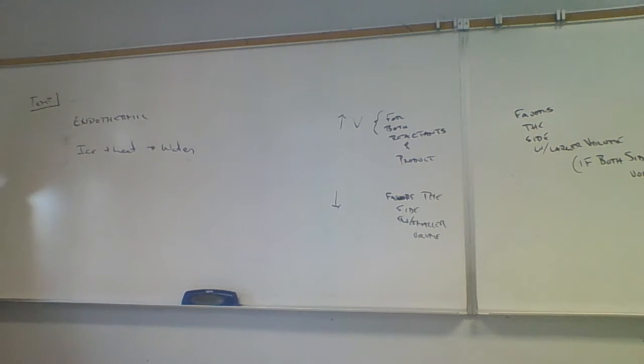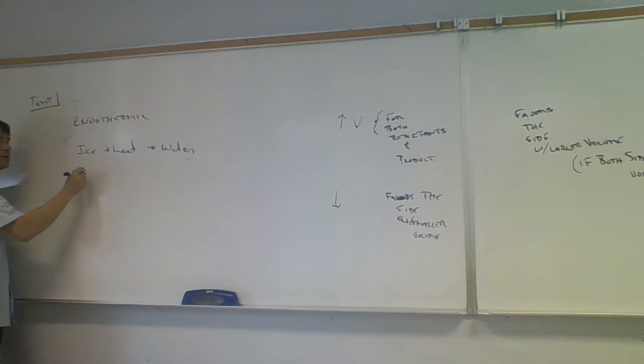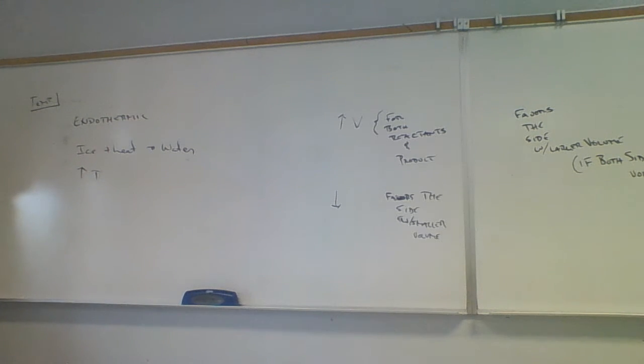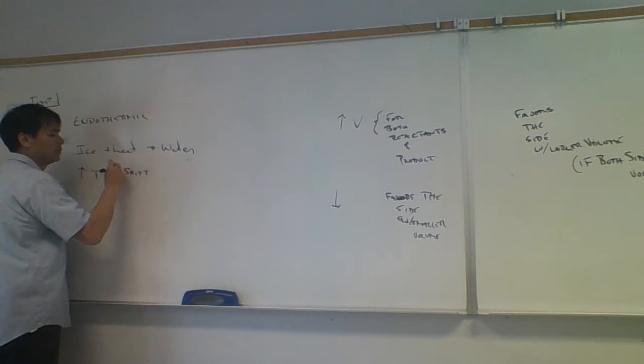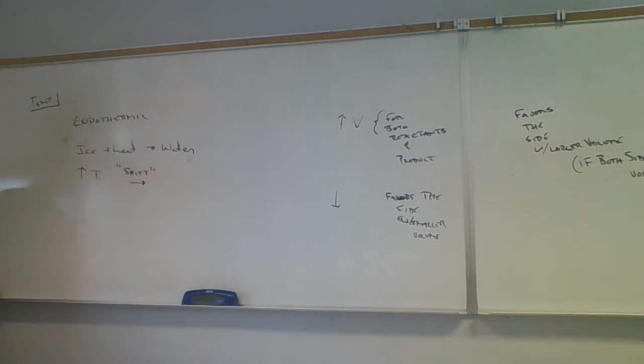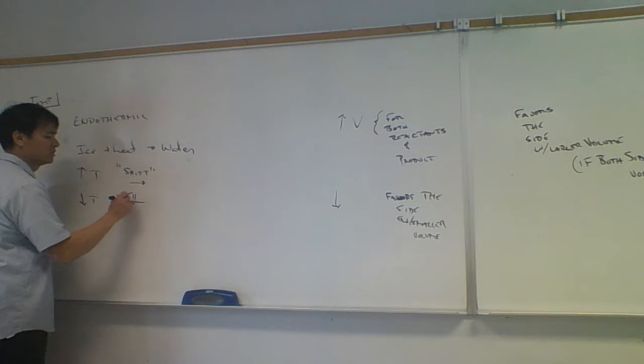So, what do you think? Increasing temperature here will shift this to the left or to the right? Well, if I increase the temperature, I'm adding heat. If I add heat, I'm adding reactant. If I add reactant, it should shift to the right. Let me put shift in quotation marks because this is a bit more complicated than that. If I decrease the temperature, that is, if I remove heat, it shifts to the left. So it's going to make more ice. The shift is to the left.